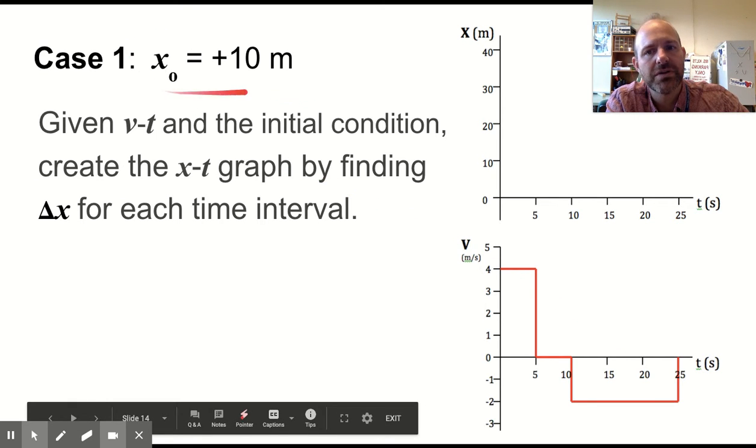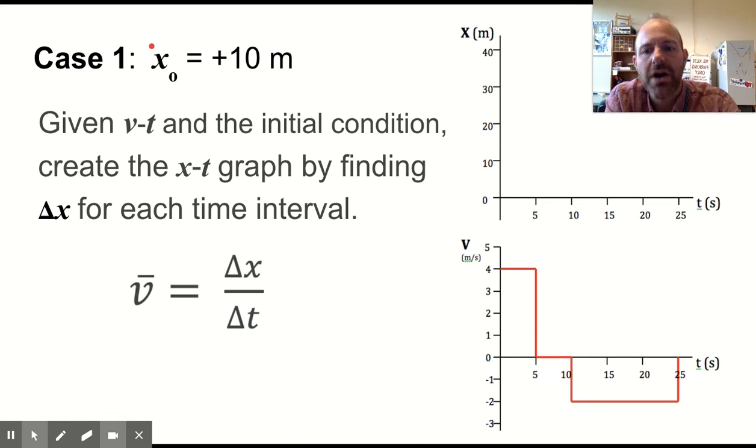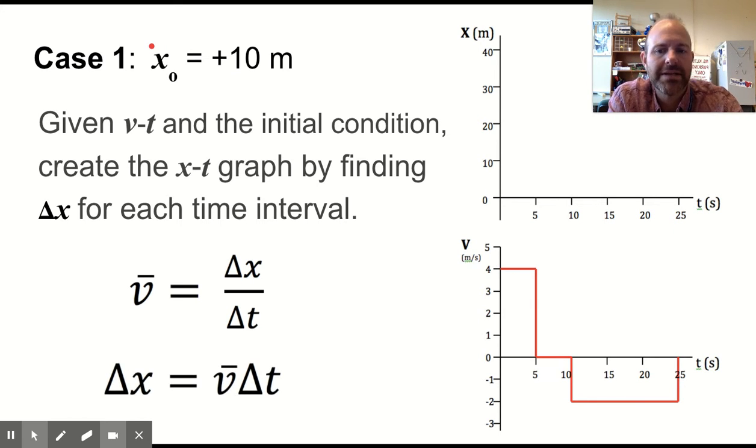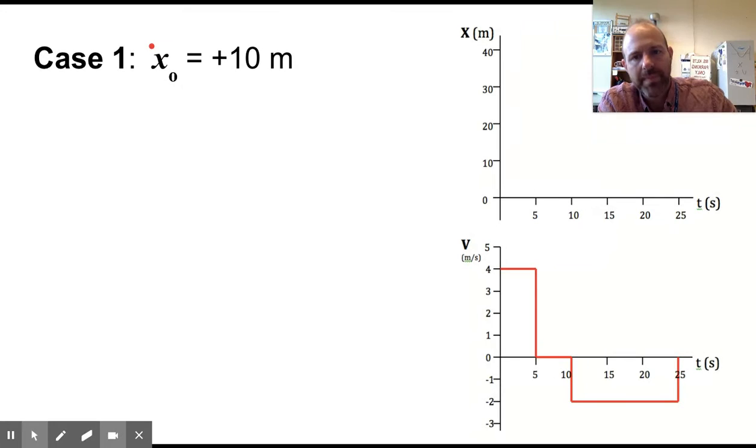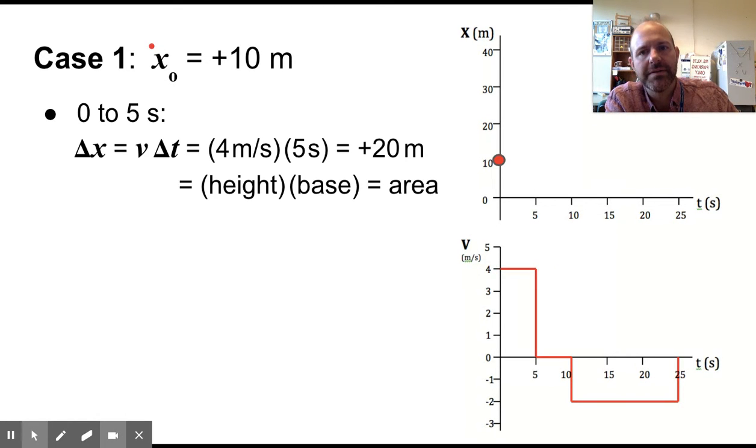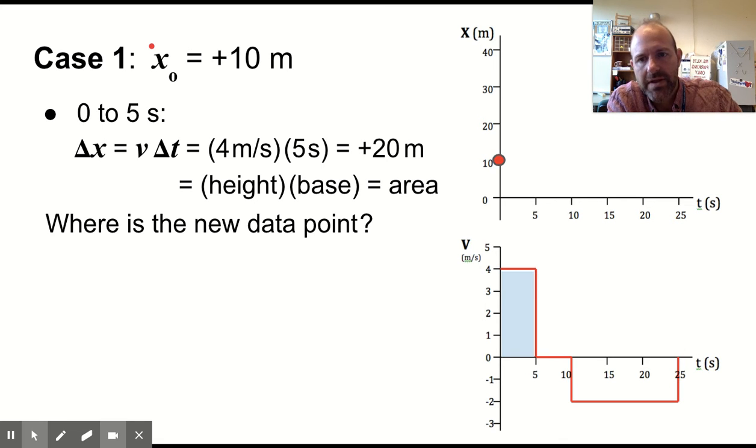Notice we have our initial condition, x naught equals 10 meters in the positive direction. We can start by thinking of the definition of average velocity, delta x over delta t, which means our delta x is the average velocity, or in this case constant velocity, multiplied by time. For the first segment, we start with our initial condition, positive 10 meters. Then from 0 to 5 seconds, we have an area of positive 20 meters, 4 meters per second times 5 seconds. The new data point should be 20 meters further along in the positive direction from where we started, so that means 30 meters.